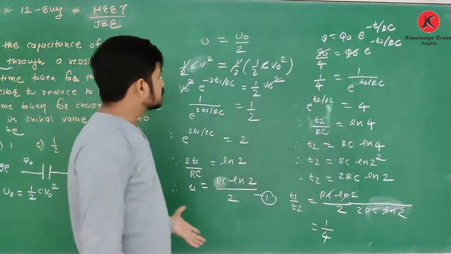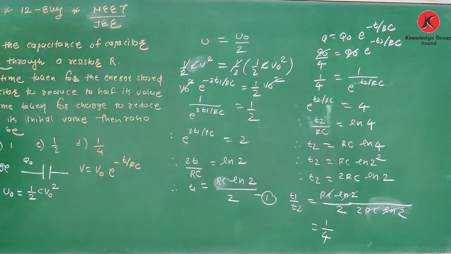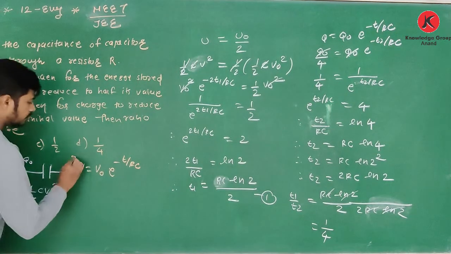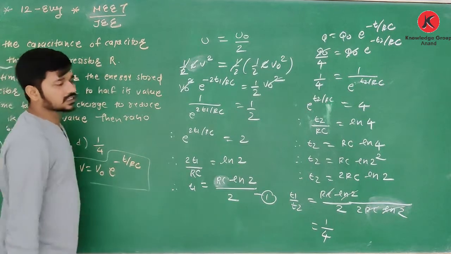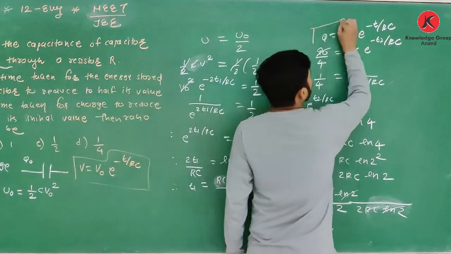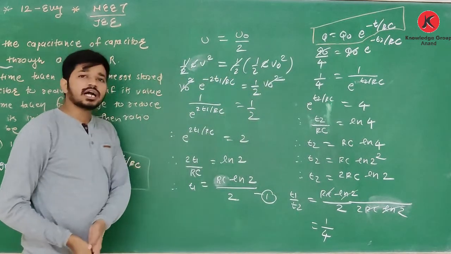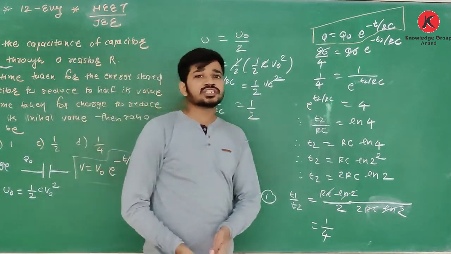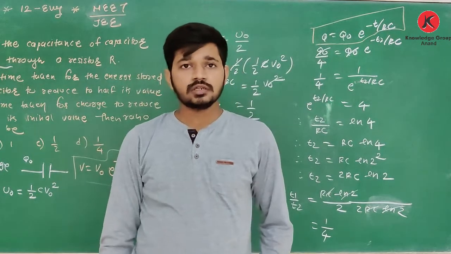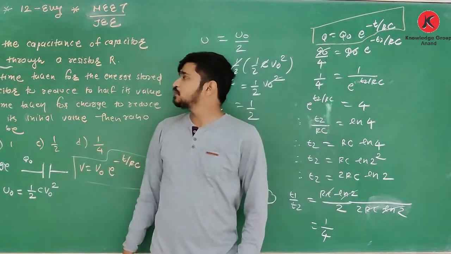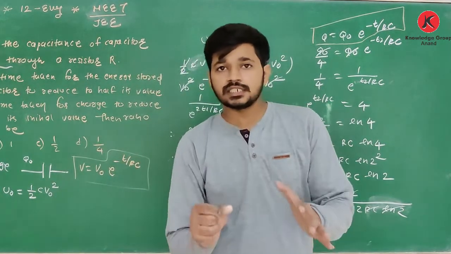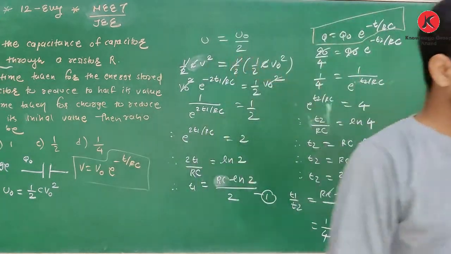Simple. So this is one question based on an RC circuit in the discharging process. That's why we used the equations V is equal to V0 e raised to minus T upon RC, and Q is equal to Q0 e raised to minus T upon RC. If it is a charging condition, then we have to use another equation. Clear? This was a question based on an RC circuit connected to a battery, a DC source.